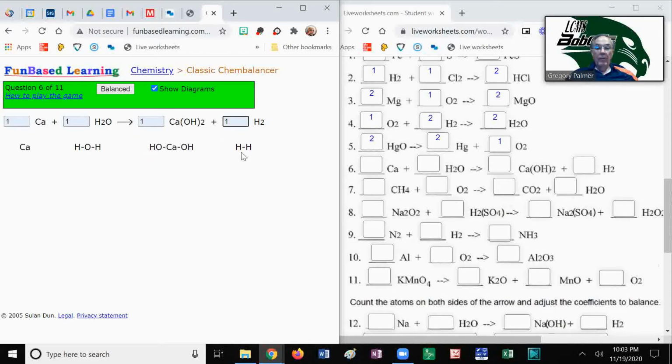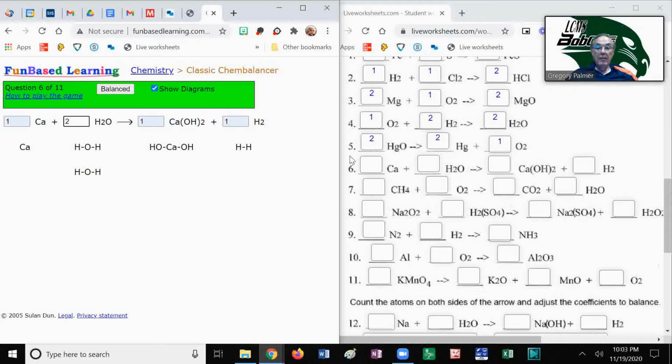Over here, however, we have 4 hydrogens and only 2 over here. So I'm going to bump this up to a 2 to get some more hydrogen on the reactant side. Now I have 1, 2, 3, 4 hydrogens over here. I have 1, 2, 3, 4 over here. I still have the 1 calcium. Over here we have 2 oxygens, and over here we have 2 oxygens.